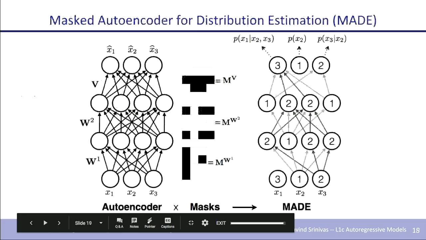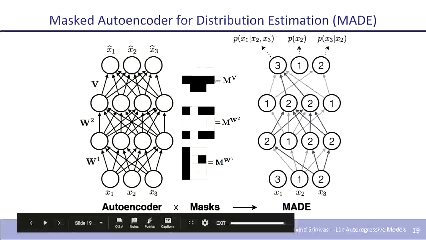So the first thing that we would look at is how can we turn a multilayer perceptron into a deep net that is an autoregressive model? This is a paper called MADE, Masked Autoencoder for Distribution Estimation. It's a paper from a couple of years ago.